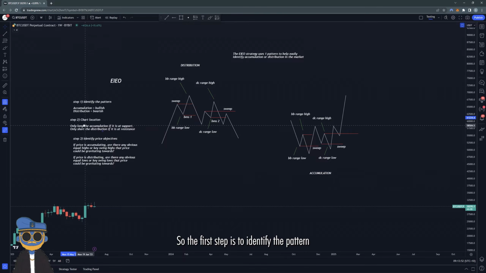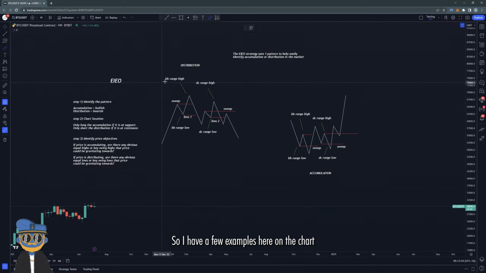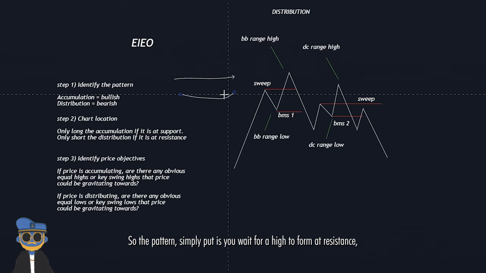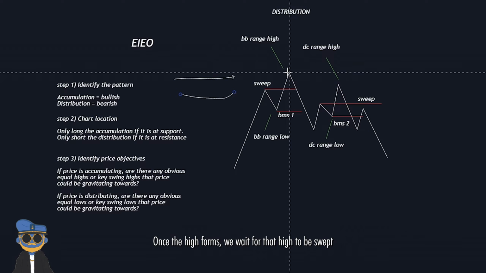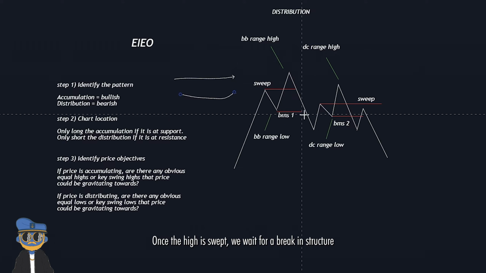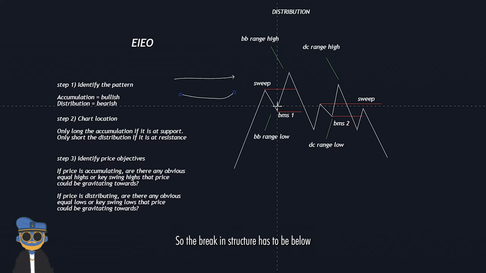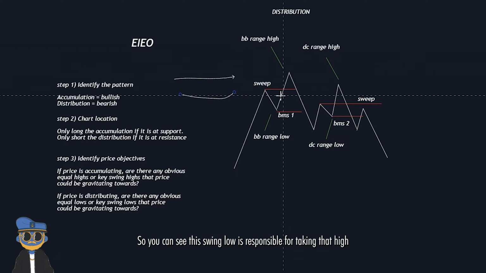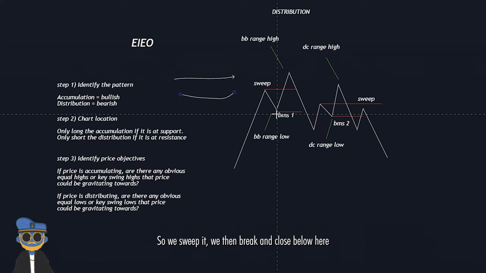Okay, so the first step is to identify the pattern. So I have a few examples here on the chart. This is distribution. Okay, so the pattern, simply put, is you wait for a high to form at resistance, preferably. Once the high forms, we wait for that high to be swept. Once the high is swept, we wait for a break in structure. So the break in structure has to be below the low that was responsible for taking the high. So you can see this swing low is responsible for taking that high. So we sweep it, we then break and close below here.